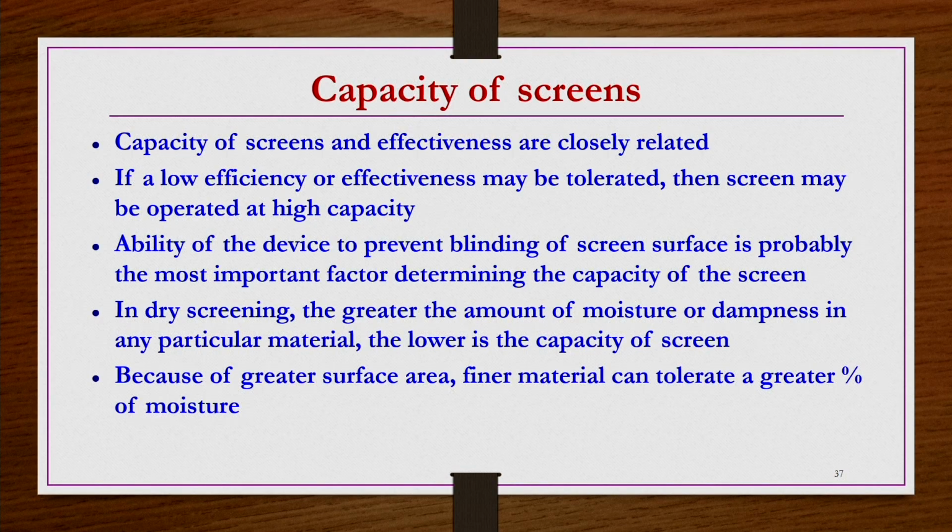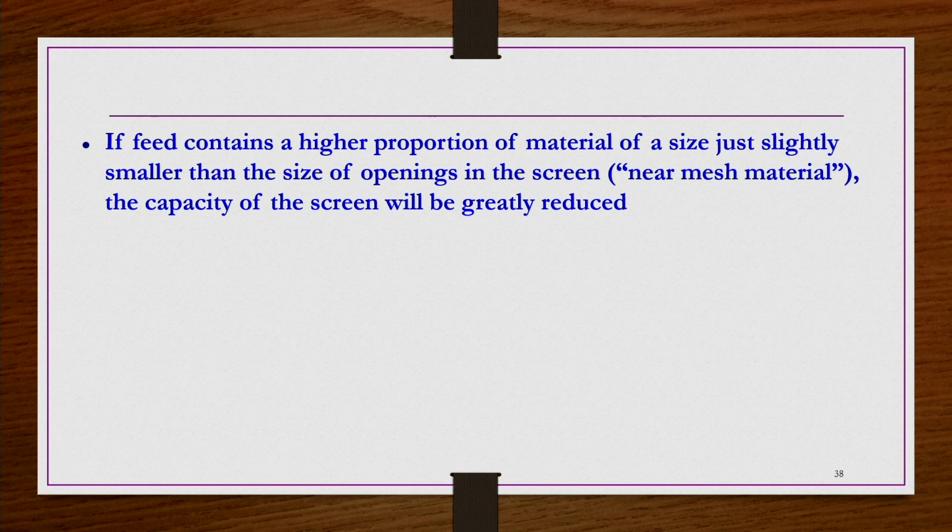If that moisture is more than the permissible limit, then the capacity would be much lesser. And because of greater surface area, finer material can tolerate a greater percent of moisture in general. If the feed contains a higher proportion of material of a size just slightly smaller than the size of the opening in the screen, that is near-mesh material, as we call it.